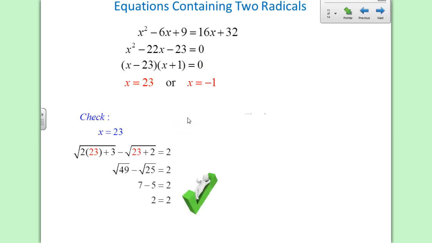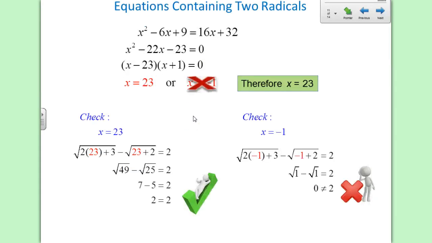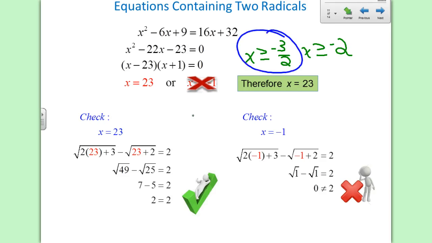You can't trust that, so you check them both. 23 works. X equals minus 1 does not. And therefore, the only answer we have is x equals 23. I didn't in the last one, but you could check out the two restrictions. From the very beginning, you had two restrictions. X had to be greater than or equal to minus 3 halves. But on the other radical, x had to be greater than or equal to minus 2. So, in this case, the one that satisfies both of them is this. Now, you'll notice both of our answers are more than minus 3 over 2, but clearly minus 1 didn't work out. So, restrictions are important, but they don't always help us very much in terms of the answer, okay?